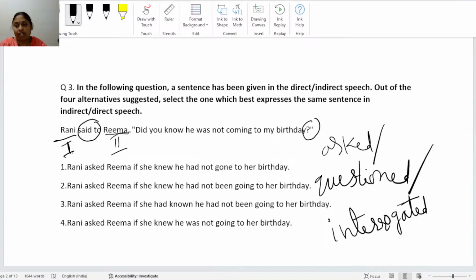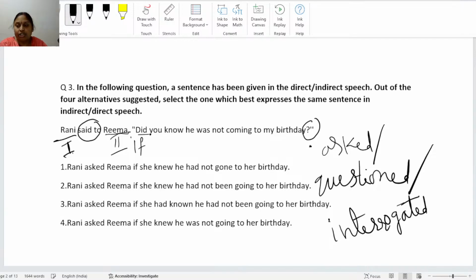Why? Because it is a question mark question. That's why this should be converted into the indirect speech. So here, Rani, the first person, asked or questioned or interrogated Seema. When it comes to the question mark, it becomes a full stop. Then a helping verb is given afterwards, so this will be converted into if. The if clause will be used.